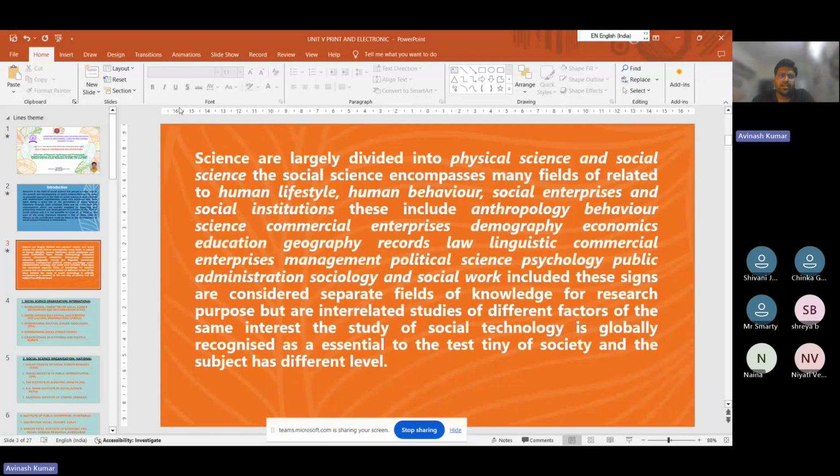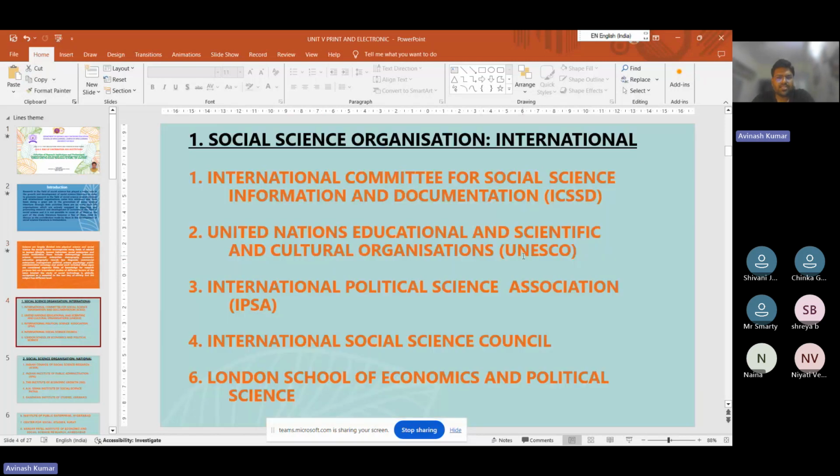As you know, yesterday I discussed what social science and science are. Social science works in these fields: anthropology, behavior, commercial enterprises, demographics, education, geography, linguistics. These are the fields of social science. So you can find the things of social science. These are examples of international social science organizations.